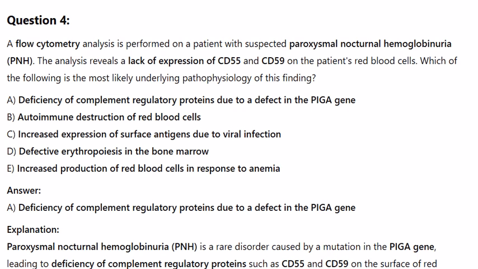A. Deficiency of complement regulatory proteins due to a defect in the PIGA gene. B. Autoimmune destruction of red blood cells. C. Increased expression of surface antigens due to viral infection. D. Defective erythropoiesis in the bone marrow. E. Increased production of red blood cells in response to anemia. Answer: A. Deficiency of complement regulatory proteins due to a defect in the PIGA gene.